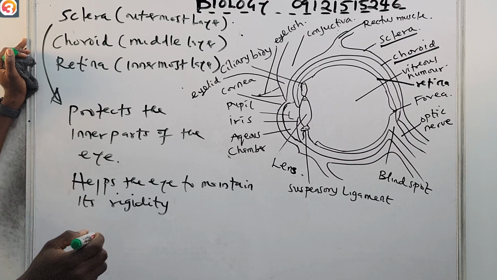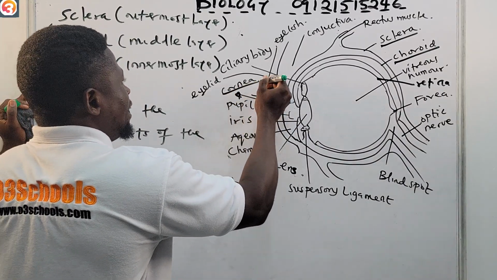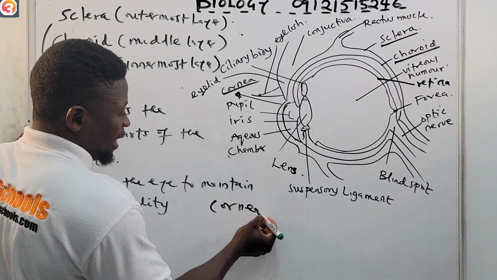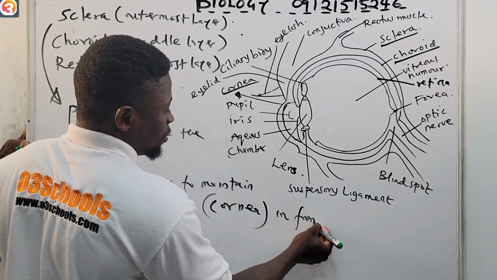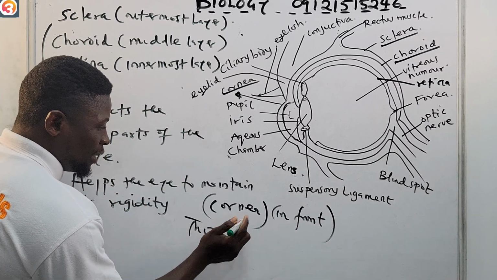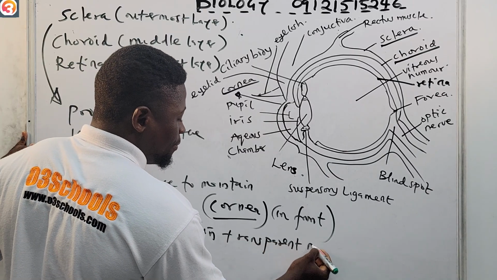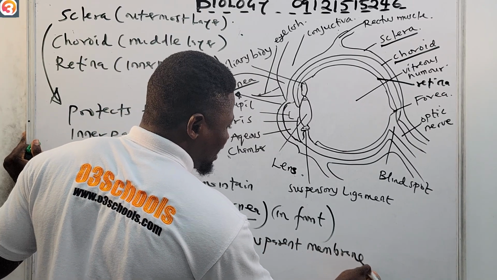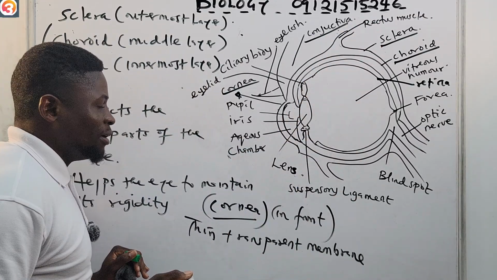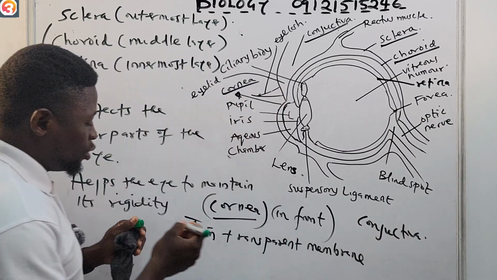It also forms the cornea. This cornea you are seeing here, in front, is formed by the sclera. And this cornea is covered by a thin transparent membrane known as the conjunctiva. Conjunctiva is here.